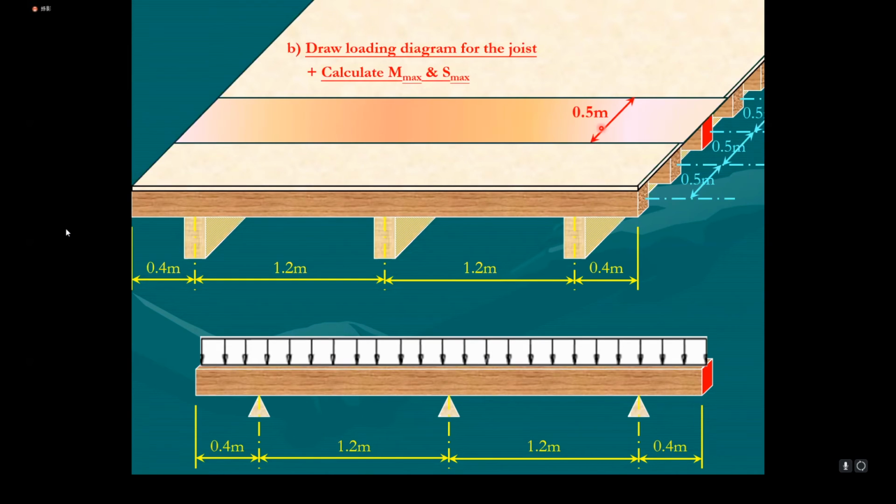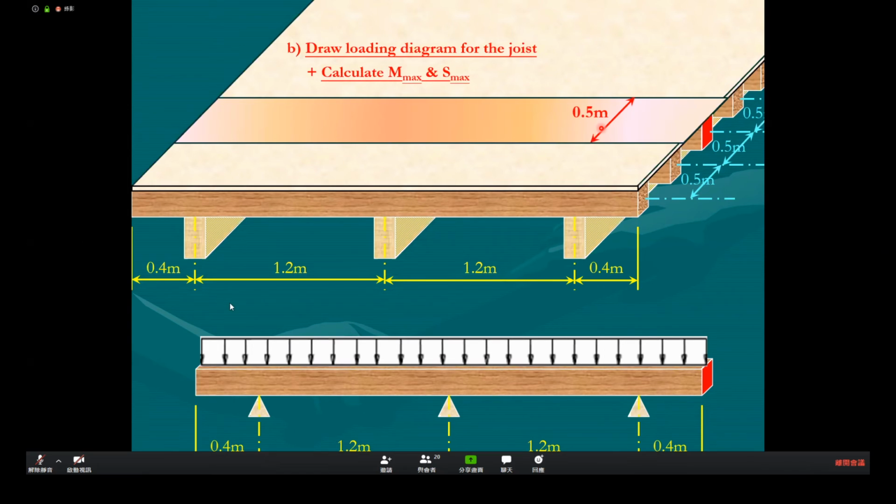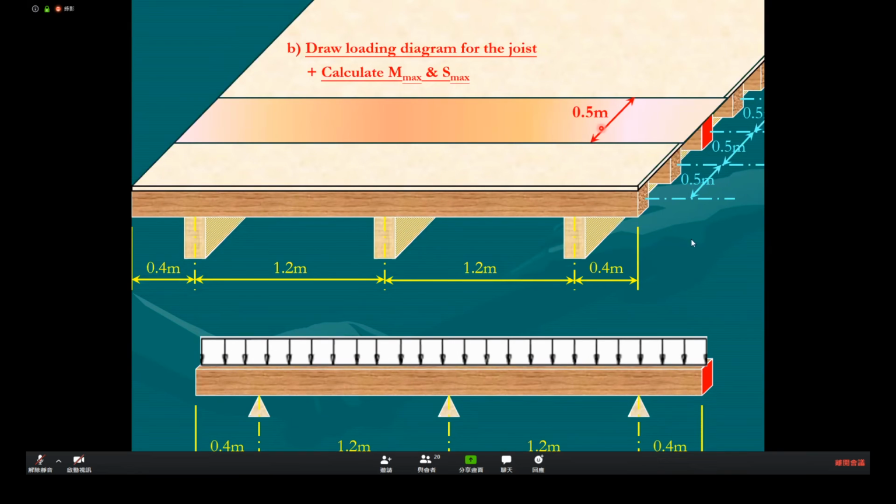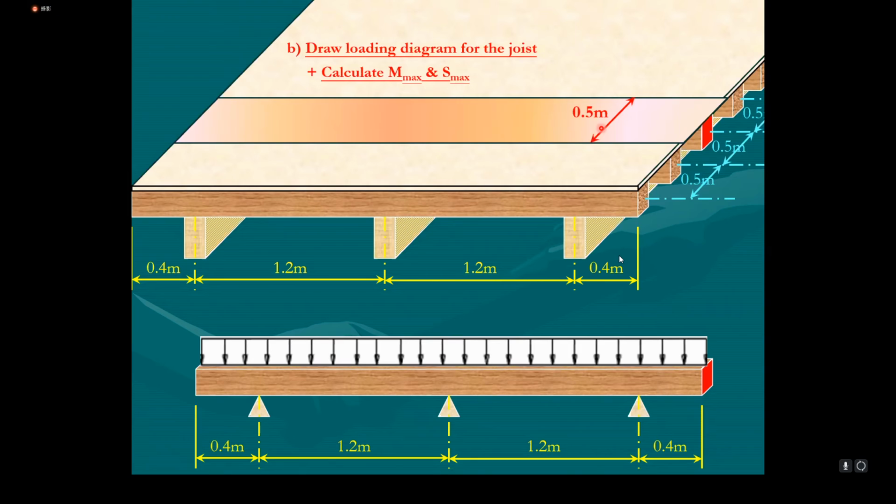So the loading is the loading coming from the pivot. Do you remember previously you calculated the loading on the pivot? This W is different from this one. This is the W on pivot. This is the W on joist.